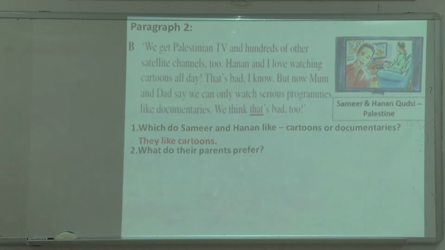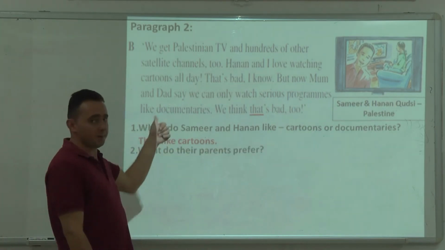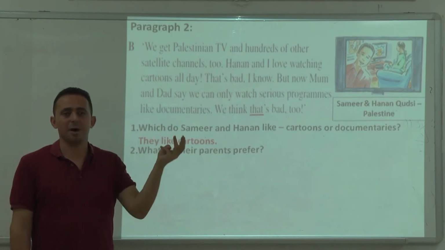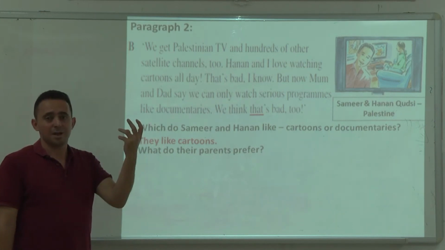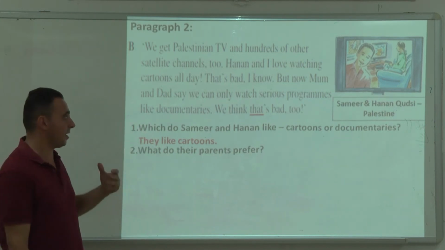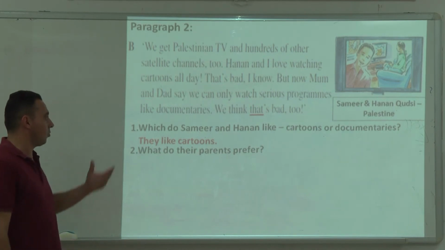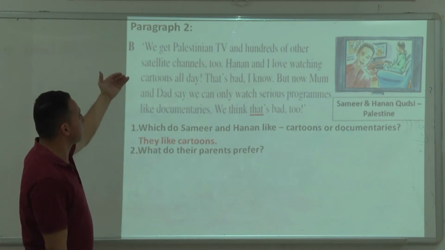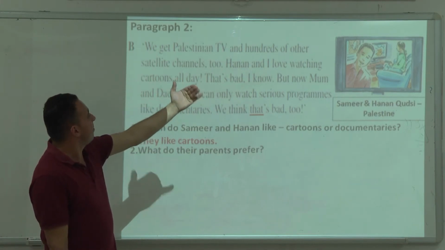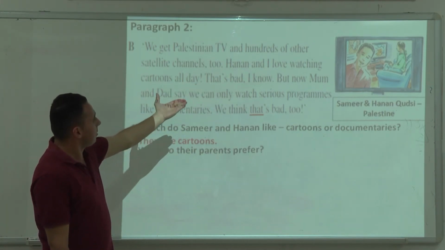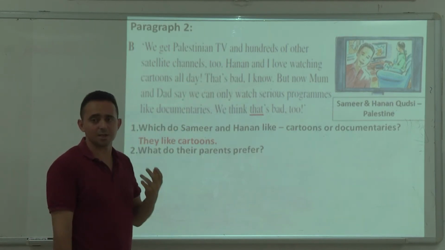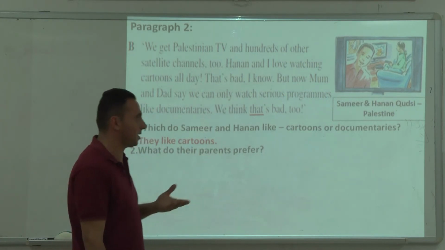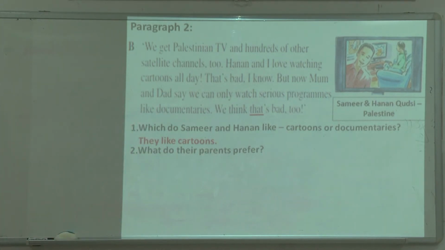Okay? Question number 2. What do their parents prefer? Their mom and dad. Mom and dad prefer what? They think that there is a program good for Hanan and Samir. What do their parents prefer? Let's go to the text. But now, Mom and Dad say we can only watch serious programs like documentaries. So the answer is what? Documentaries. Excellent. Even their parents like or prefer documentaries.